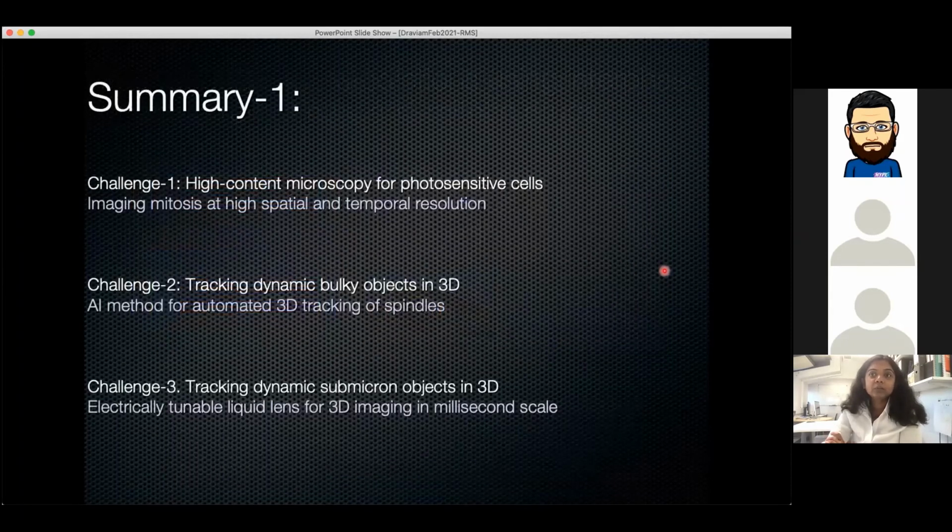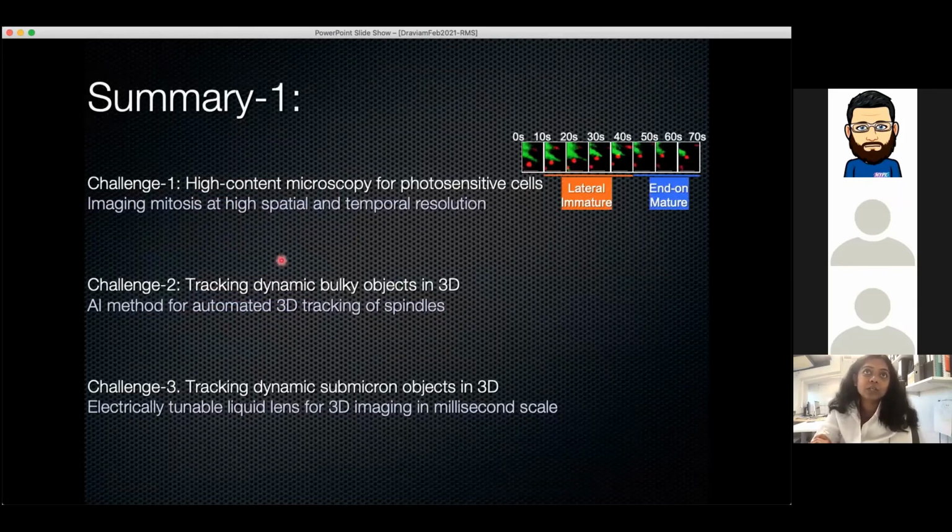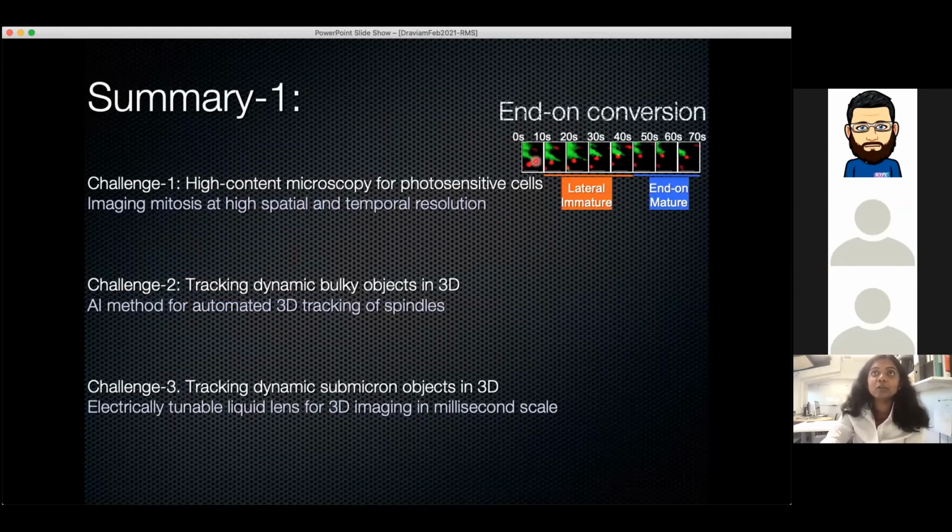So to summarize what I have told you today, I opened my talk with interest in imaging mitosis at high spatial and temporal resolution. I explained how adding just a dual mount for a camera helped us look at a process in great detail. We termed this process end-on conversion because it allows us to monitor how microtubules capture kinetochores on the lateral wall and convert them into an end-on state.